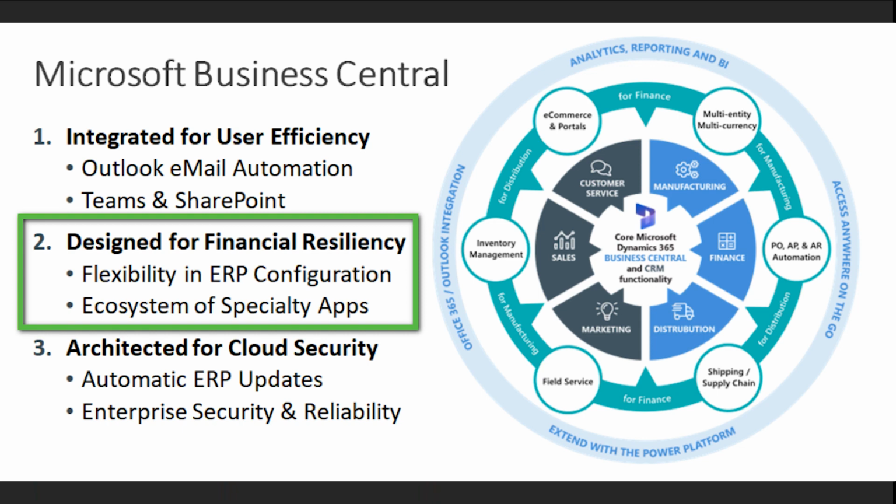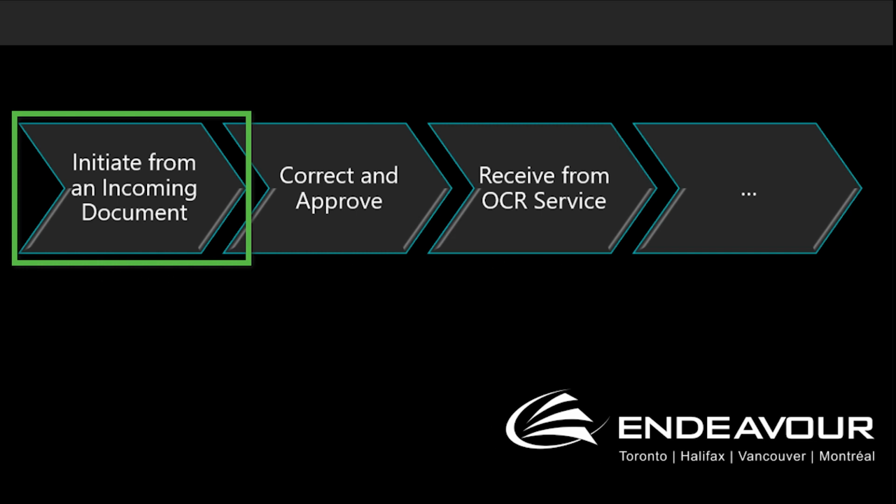So I'm going to use an OCR engine called Kofax to help automate the process of moving it, recognizing, reading the payable, moving it back into Business Central. This can also incorporate, if it's the first time seeing it, I'm going to show you how you can actually correct and transform that document so it can be pushed in, as well as the approval process, and then receive it back from that OCR service. So now it's automatically pushed into Business Central. So let's initiate from an incoming document.